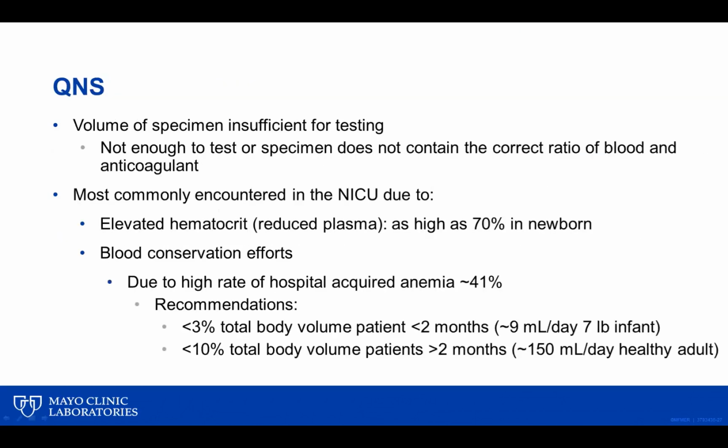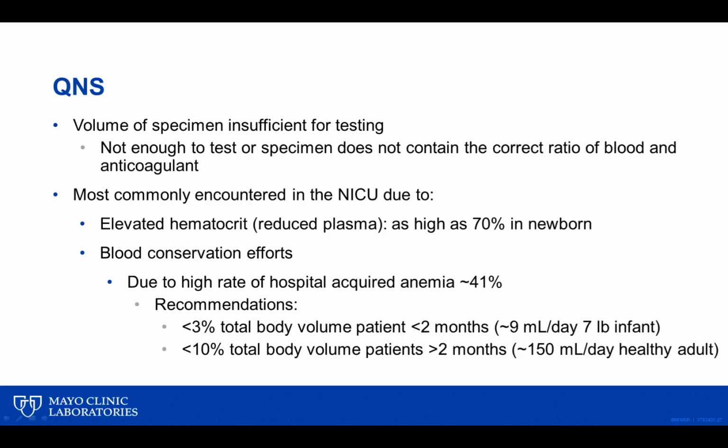All right, the next variable is QNS, or quantity not sufficient, where the name suggests. So this is essentially not enough to test the specimen, or the specimen does not contain the correct ratio of blood and anticoagulant, and that's particularly important in coagulation testing. So this is most commonly encountered in the NICU due to several reasons.